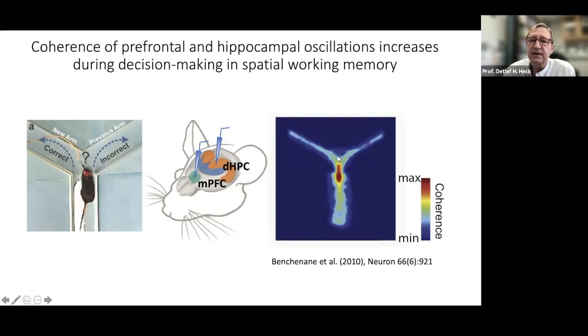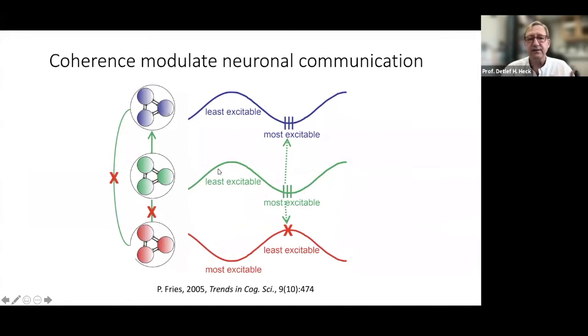What you see here is the outline of the Y maze, but the color code gives the magnitude of coherence while the mouse is walking around in the maze. And you see that there's a clear spike right at the point where the mouse has to make a decision. So somehow the decision making requires these 2 structures to have high coherence. And high coherence, based on work presented by Pascal Fries starting in 2005, and there's now a vast amount of literature, has an influence on how well 2 structures communicate.